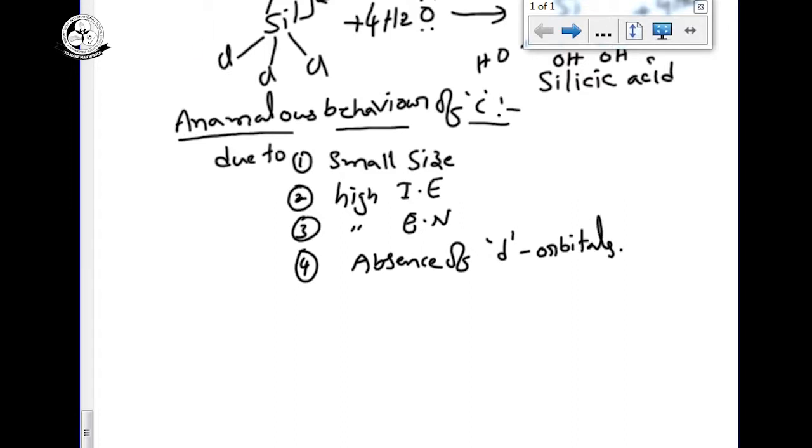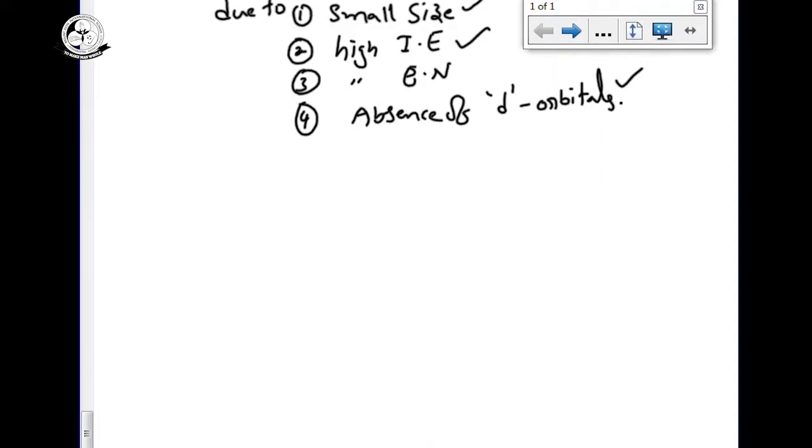Previously we discussed why CCl4 cannot be hydrolyzed: because of the absence of d orbitals. So for many anomalous behaviors, the main reason is the absence of d orbitals, along with small size and high ionization energy. These three reasons explain the most familiar cases of why carbon shows anomalous behavior compared with the rest of the elements. Now, what are those anomalous behaviors? The first one is the maximum covalency of carbon.